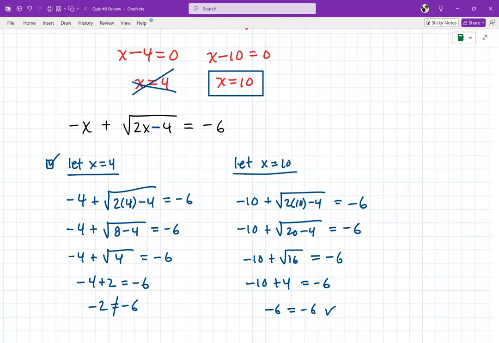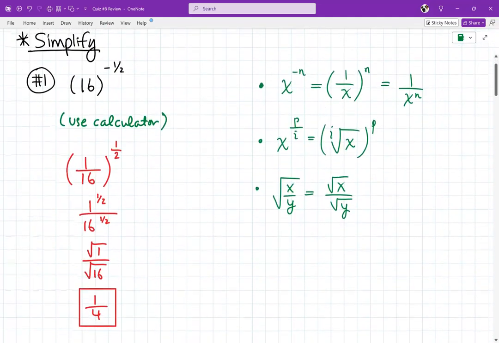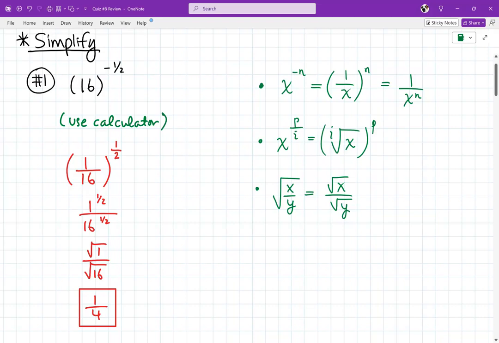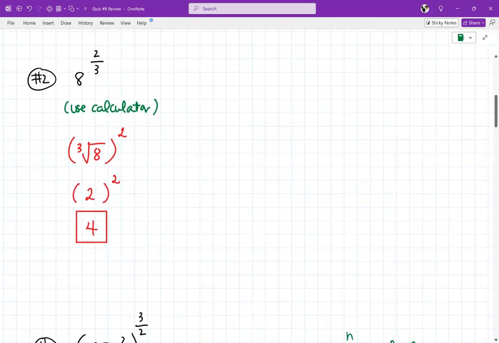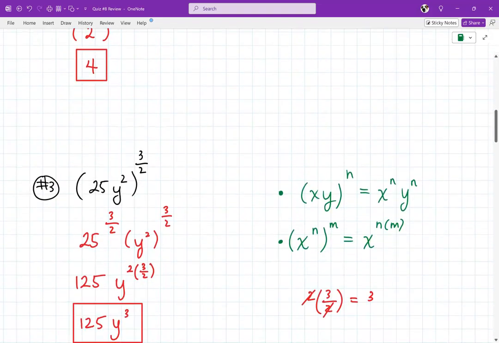This is what's going to be on your quiz. You can see there's going to be some easy stuff, like the stuff in the very beginning, right? This stuff right here is all calculator based. Now, I did the work, but if I had a calculator in front of me, I wouldn't do it. I'd just type it in, okay? And I'd get an answer of 1/4. Same with number 2. I'd just type it in, get an answer of 4, okay?